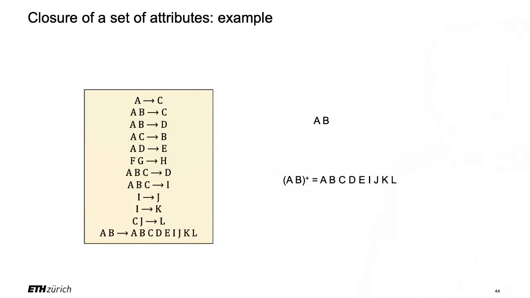So it's really the idea of saying, if I know A and B, what is all I know? And all I know is A, B, C, D, E, I, J, K, L. Okay? And it means, in particular, did you see what I added at the bottom of the functional dependencies? Because I computed the transitive closure of the set of attributes, I proved that there is a new functional dependency that is also true, that is AB functionally determines A, B, C, D, E, I, J, K, L, right?